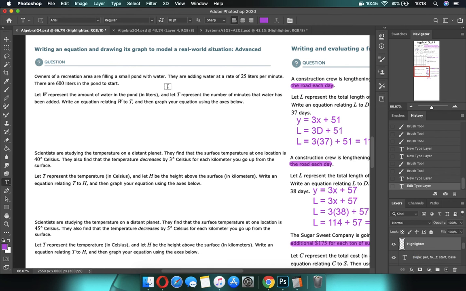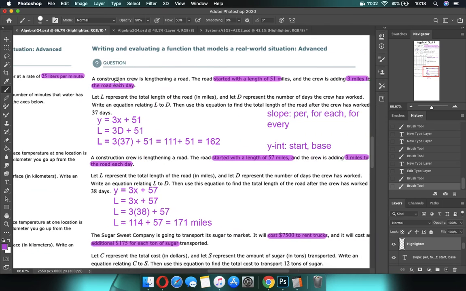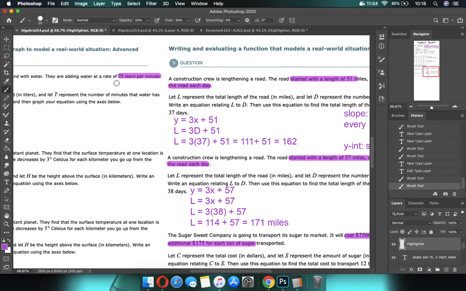First things first, we're going to make our equations. So let's see here. They are adding water at a rate of 25 liters per minute. So there's my variable, there's my x, and then there's 600 liters to start. So again, all of those keywords, per, for each, for every, start, and base, those are used here.